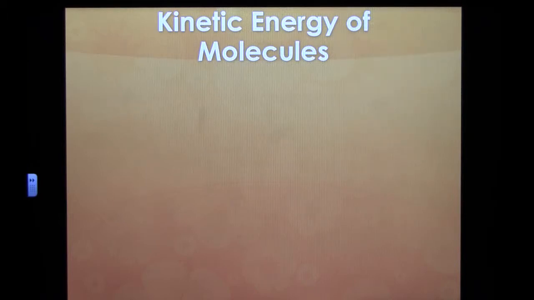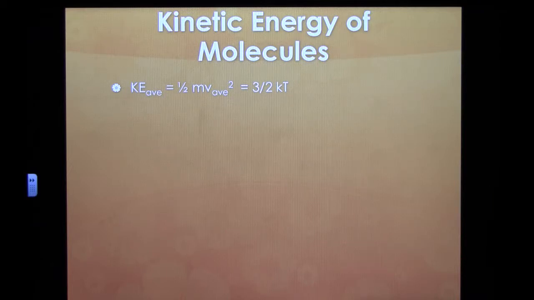Recall from our energy unit that kinetic energy is calculated using the formula 1/2 mv squared. But if we're looking at the kinetic energy of the molecules in a gas, each molecule is moving with its own speed and therefore has its own kinetic energy. We're going to look at the gas as a whole, and so we're going to calculate the average kinetic energy of the molecules using the average speed of these molecules. So, to determine the average kinetic energy, we use the formula 1/2 mv average squared.